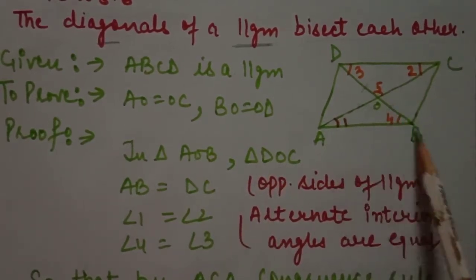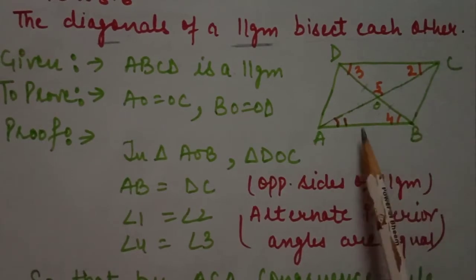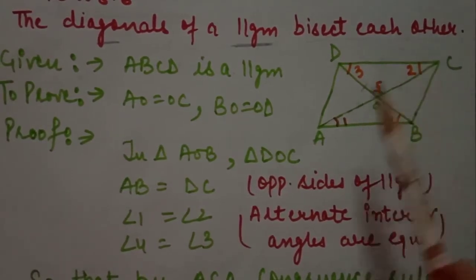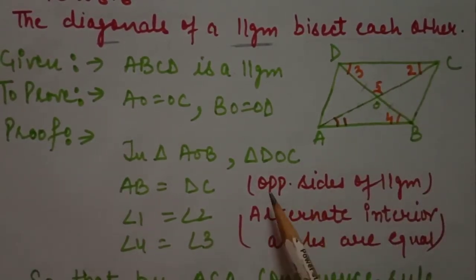So we will take these two triangles, AOB and DOC. In this triangle and in this triangle, first of all, AB is equal to DC. Why are these two sides equal to each other? Opposite sides of a parallelogram. You can write property of a parallelogram also. So students, AB is equal to DC.